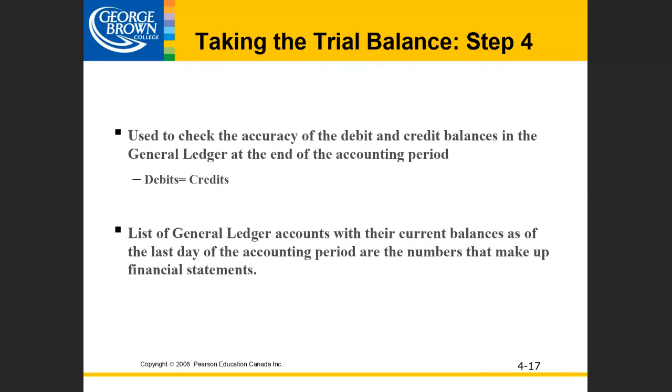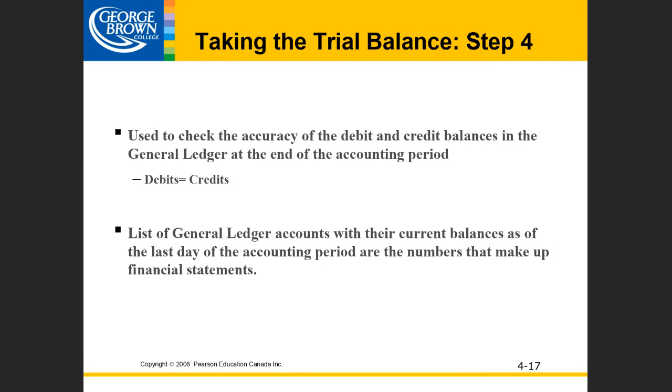So taking the trial balance, which is step four, it's probably the easiest step. All you're doing is transferring information or balances from your ledger to your trial balance. And your trial balance is used to check the accuracy of your debit and credit balances in your general ledger at the end of an accounting period. Okay, it's not the final step, but it is the first time we're checking for accuracy in our accounting cycle.